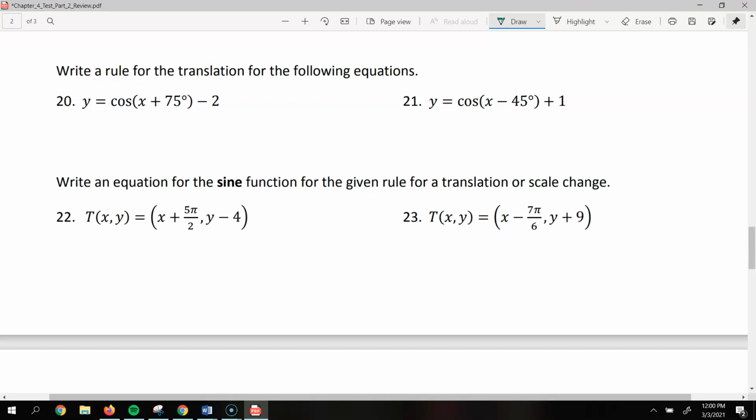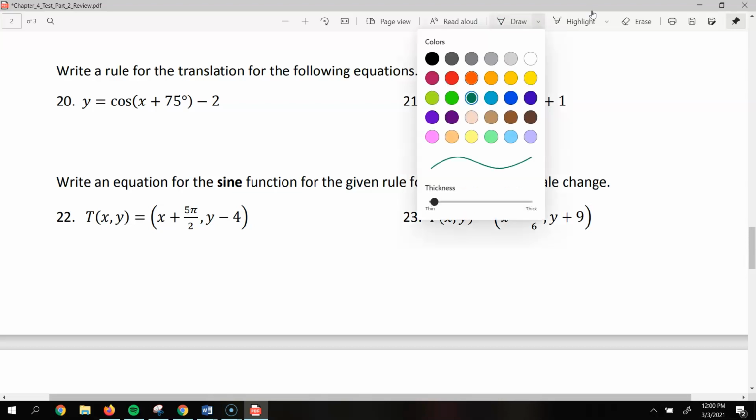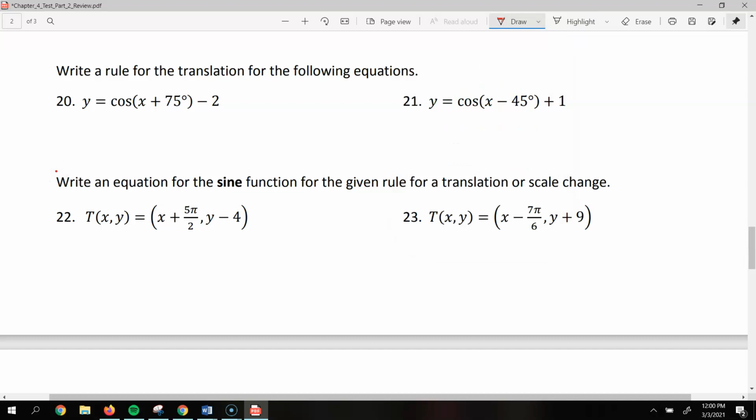For number 20, to find a rule for the translation, on the test, I'll probably just have you describe in words what's happening. So let's go ahead and look at both with words and with our symbols, the rule for a translation that we would get for this one. The fact that we have x plus 75, remember we have to do the opposite. So instead of going to the right 75 degrees, we would describe this as saying that we're going to go to the left 75 degrees. So for the rule, it'd be x minus 75 degrees.